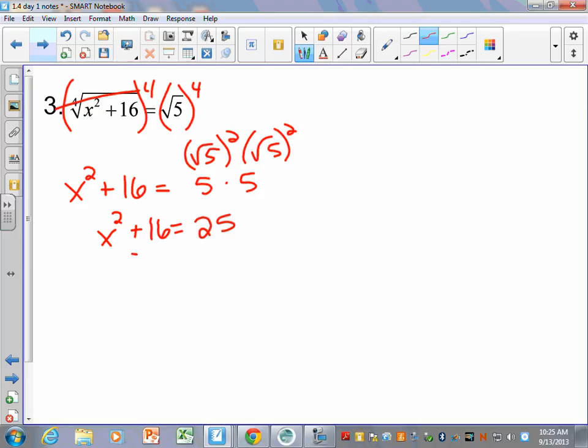So if I was doing this, I'm going to subtract 16 over. And we get x squared equals 9. Or I guess I could subtract 9 and factor. That would work too. But I like this square root. x equals plus or minus 3, right?